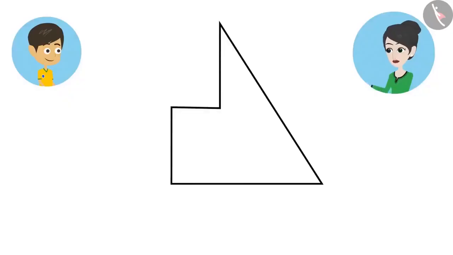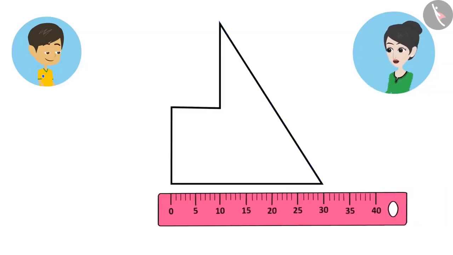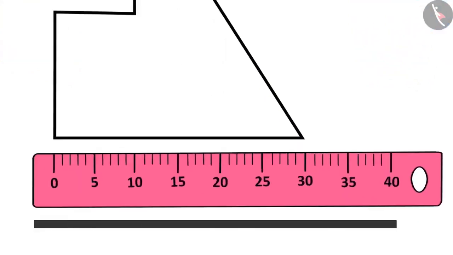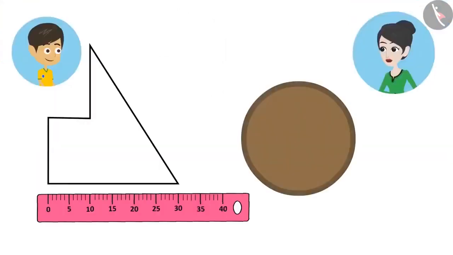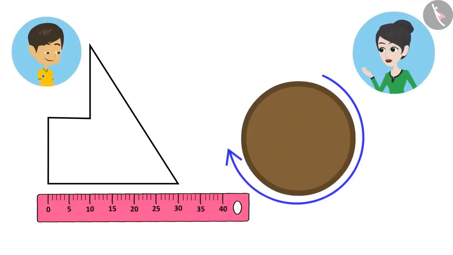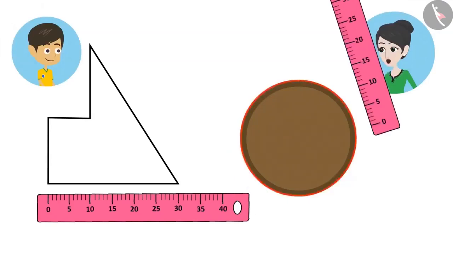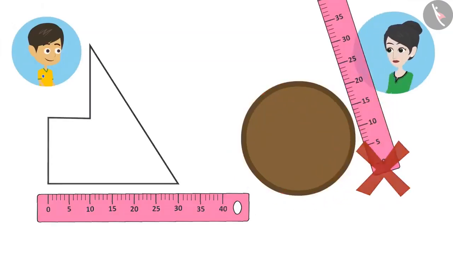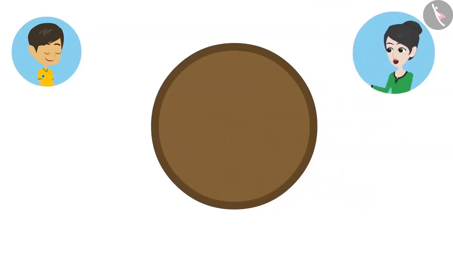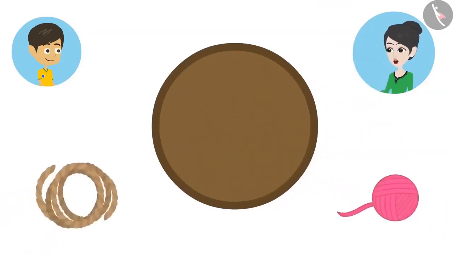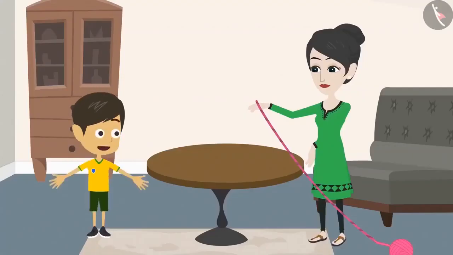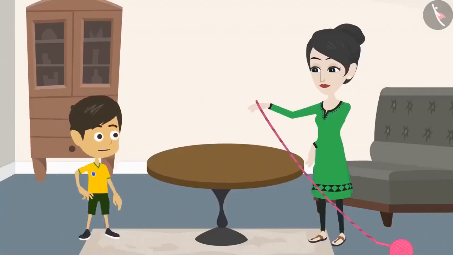The edges of shapes with straight lines can be measured with a scale, because the scale is also straight. But you cannot measure a shape which has a curved boundary with a scale. To measure the boundaries of such shapes, you have to use threads, ropes, etc. Okay, now I get it. But how are you measuring the boundaries of this shape with a thread?